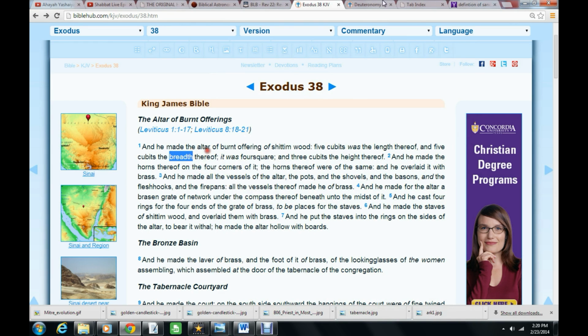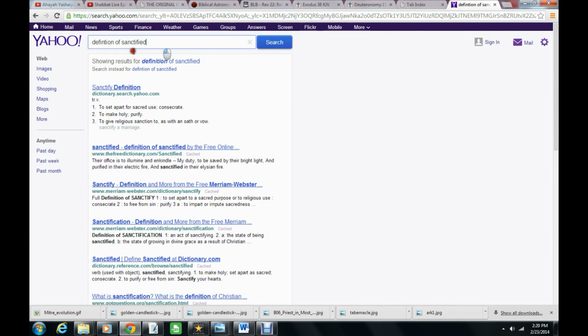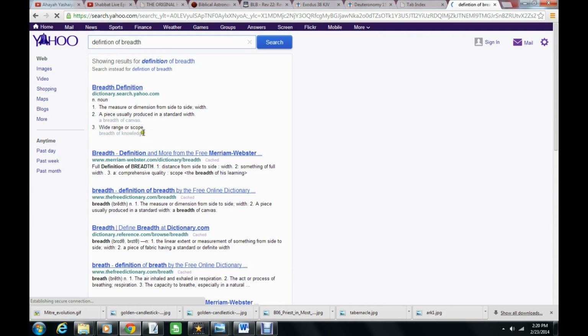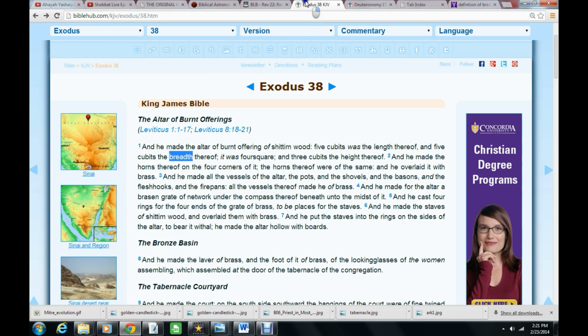Let's look up this word real quick, because I'm pretty sure some of y'all still didn't look it up yet. But what is breadth? The measure or dimension from side to side, width. Okay, so that's like width. Wide range of scope. A piece usually produced in a standard width. A dimension. Okay, I see what they're saying. And the width of dimension. Yeah, of course, because they got the length and need the width.